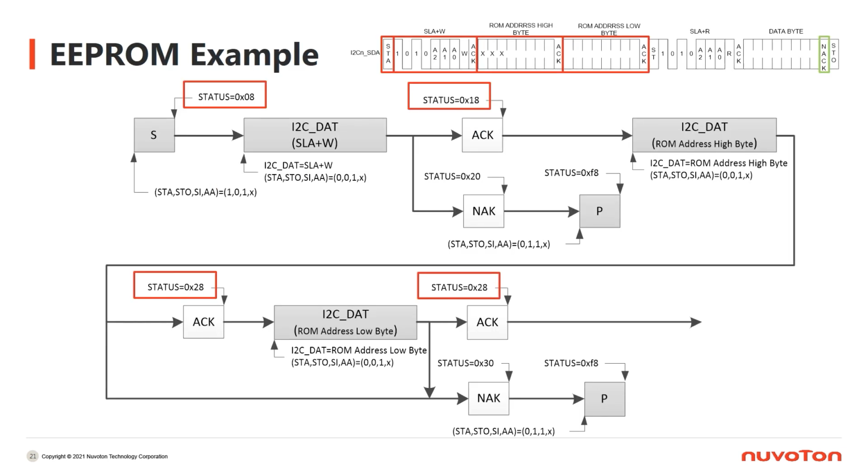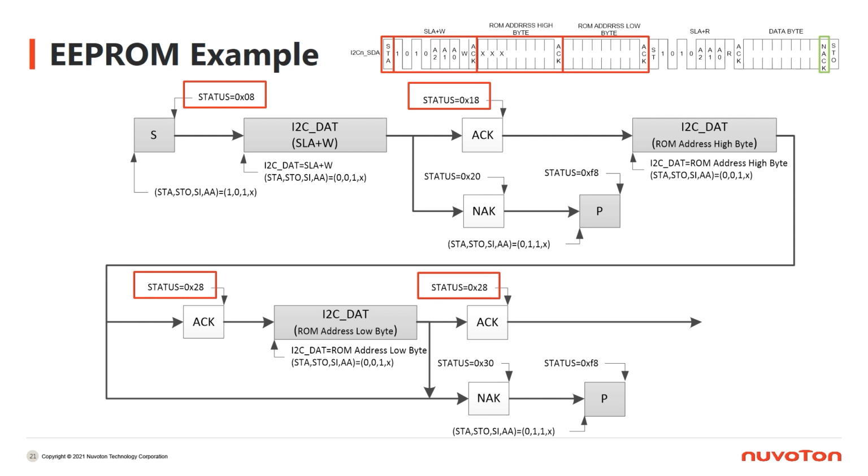Let's use the EPROM example again to show you the mapping between the I2C processing flow and the status code. EPROM is a 16-bit addressed ROM device. The address of it is 16 bits. In order to read data from EPROM, the master has to identify the address of the target data. As we mentioned before, the master has to trigger a write operation and then a read operation for reading EPROM data. For the write operation, the master starts with sending a start signal.